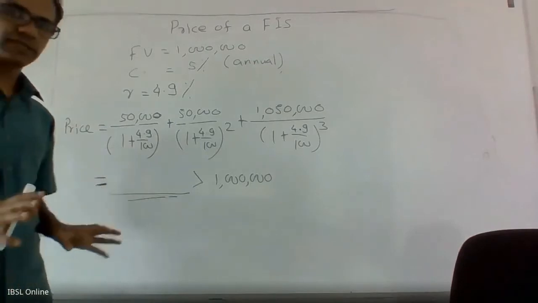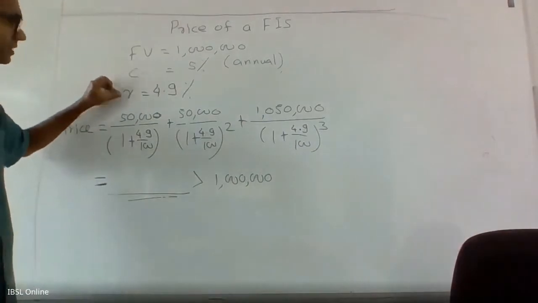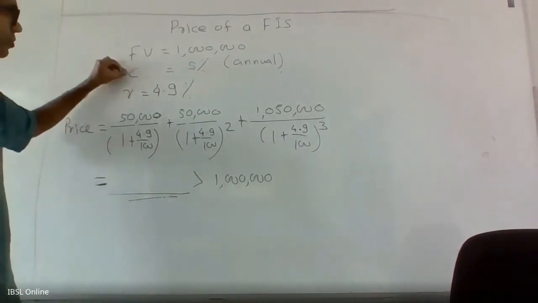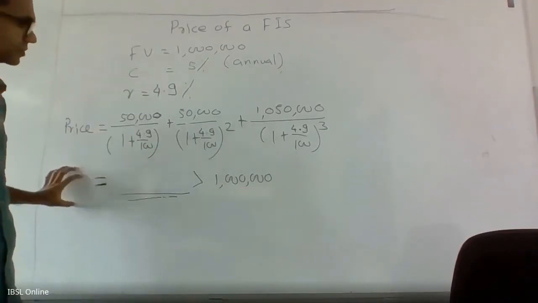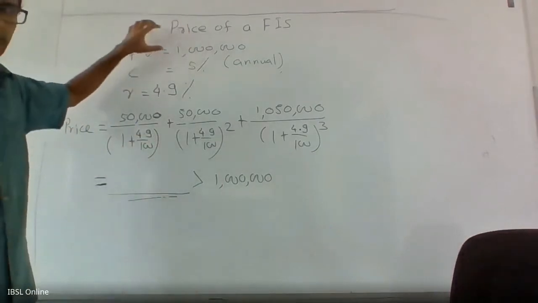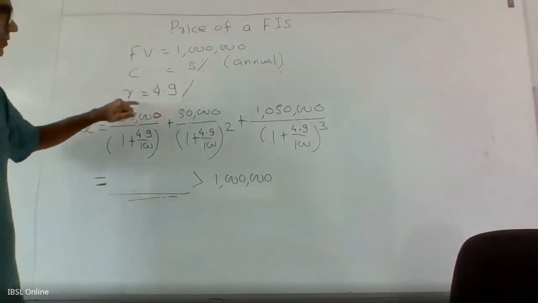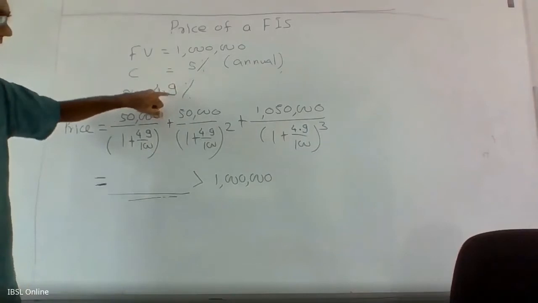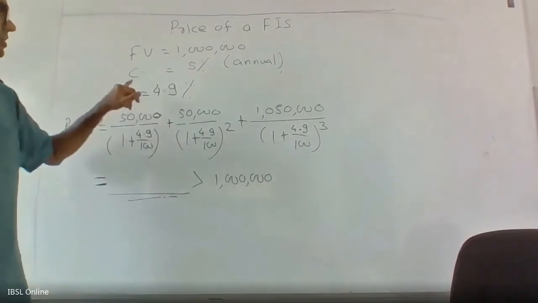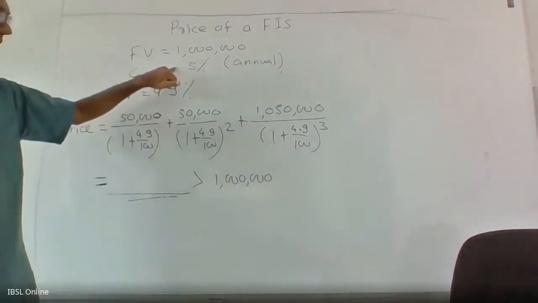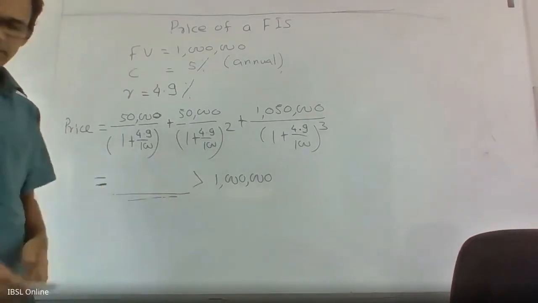So one way that you can check whether your answer is correct is this. First, check the relationship between the coupon rate and the required rate of return. If the coupon rate equals the required rate of return, then the value should be equal to the face value. If the required rate of return is less than the coupon rate, then the price should be higher than the face value. If the required rate of return is higher than the coupon rate, then the price should be less than the face value.